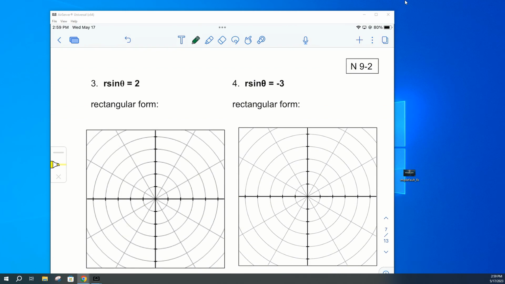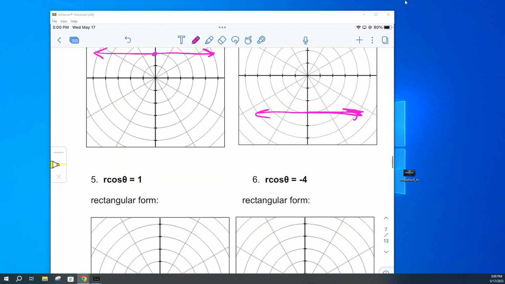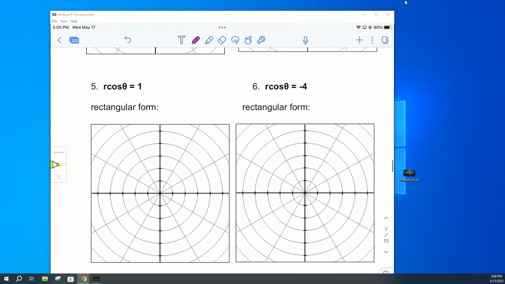If that said r sine theta equals 2, r sine theta, that sounds familiar. r sine theta is y. So if I say graph y equals 2, boom, we're done. There we go. So if it says r sine theta equals -3, oh, nothing but a thing. I would get that. Perfection. That's a line. It's just ugly. Very good, very good.